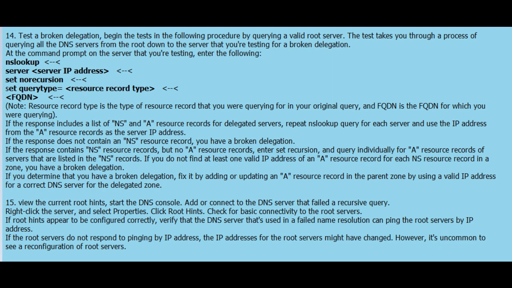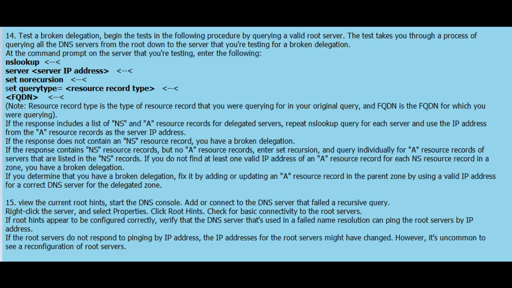At the command prompt on the server that you are testing, enter the following. nslookup, hit enter. server <server IP address>, hit enter. set norecursion, hit enter. set querytype=<resource record type>, hit enter. <FQDN>, hit enter. Note, resource record type is the type of resource record that you were querying for in your original query, and FQDN is the FQDN for which you were querying.